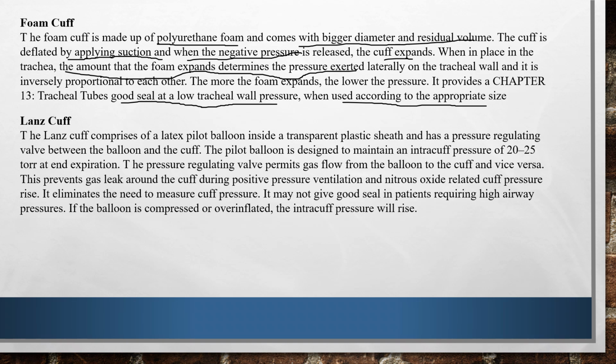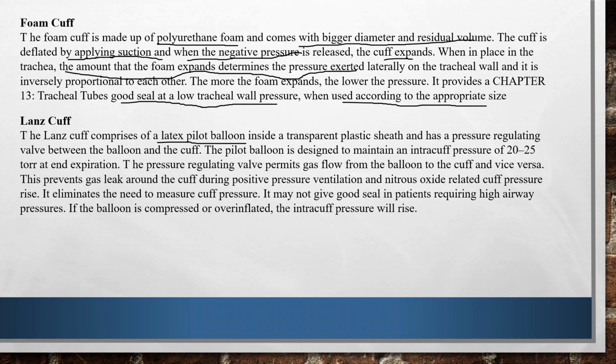Next is the lens cuff. The lens cuff comprises a latex pilot balloon inside a transparent plastic sheath, and it has a pressure regulating valve between the balloon and cuff. This kind of cuff is designed to maintain the intracuff pressure of about 20 to 25 torr at end expiration. The pressure regulating valve permits gas flow from the balloon to the cuff and vice versa, meaning it goes from balloon to cuff or cuff to balloon.